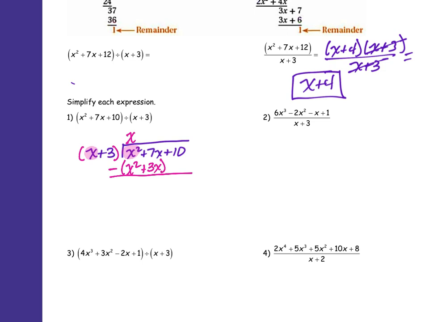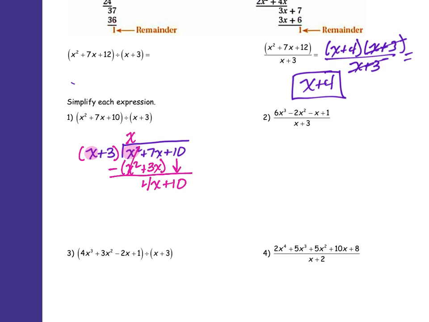Beautiful. And yes, I put parentheses around it because that subtract sign has got to go to everything in there. So I've got x squared minus x squared is 0, and 7x minus 3x gives me 4x. And then I bring down the 10. Questions?